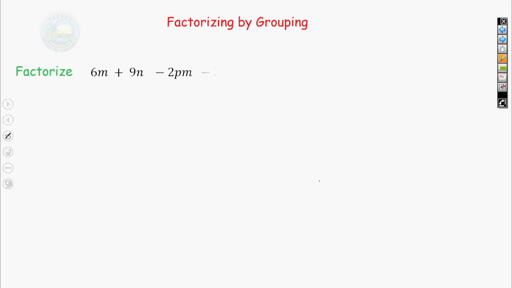Let's look at another one. 6m plus 9n minus 2pm minus 3pn. Again, that's the term we need to factorize by grouping. Some people say pairing. Sometimes you get 6 terms, sometimes you get more than 4 terms. So you have to be careful about the whole idea of the pairing. But here we go. So it is 6m plus 9n factorized by grouping.